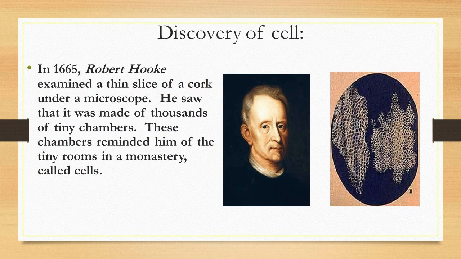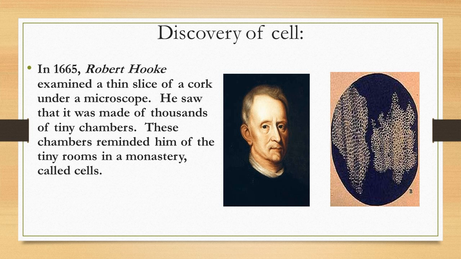It was in 1665 that a scientist called Robert Hooke examined a thin slice of cork under a microscope. It was the time when Leeuwenhoek had just found a rudimentary microscope, and some of the scientists were observing different things under the microscope. So Robert Hooke made thin slices of the cork that is used to put on bottles, and he saw that these cork slices had a honeycomb pattern.